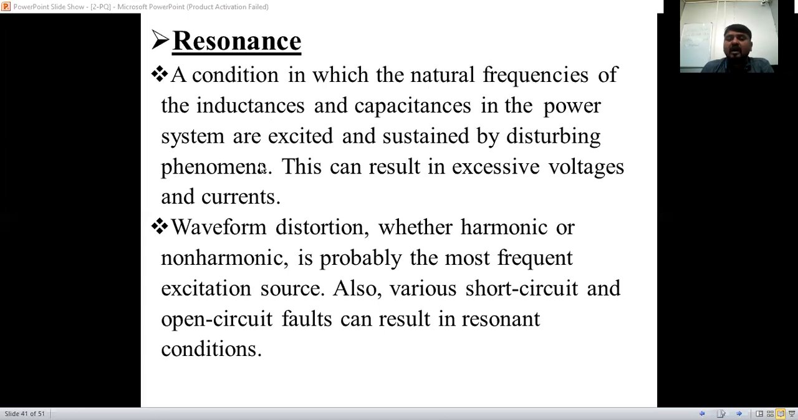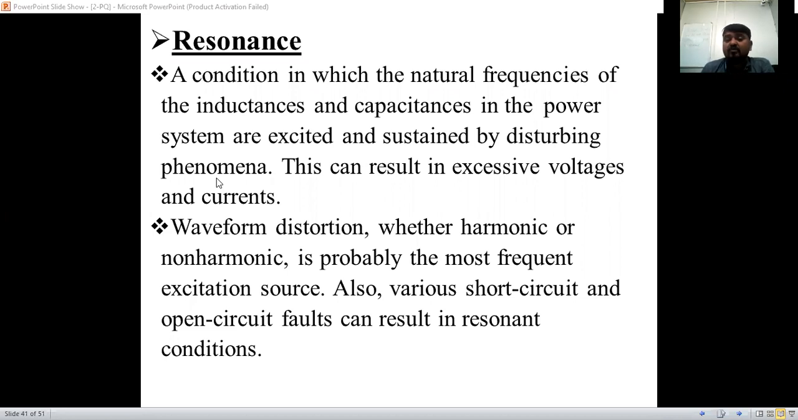The inductances and capacitances in the power system are excited and sustained by a disturbing phenomenon. We discussed this previously under undervoltage and overvoltage, voltage sag and swell, covering 5 cycles to 30 cycles, 30 cycles to 2 seconds, and 2 seconds to 1 minute.